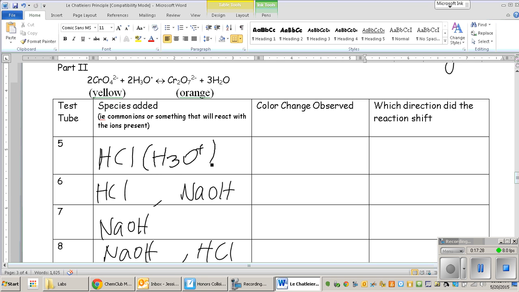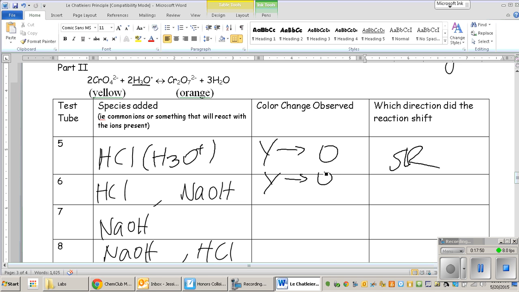What are you adding? A reactant or product? You're adding a reactant. See? A reactant right there. As you add a reactant, which way did it shift? It went from yellow to orange, correct? Right, it went to orange. It went right. So it's going towards the products because you're adding a reactant. So it shifted right. Then the second, when you added HCl, it went from yellow to orange.